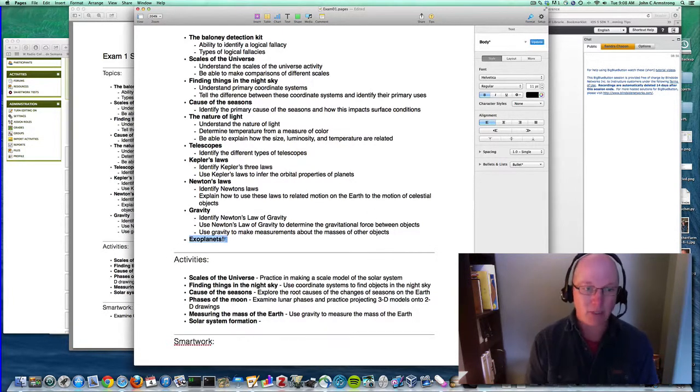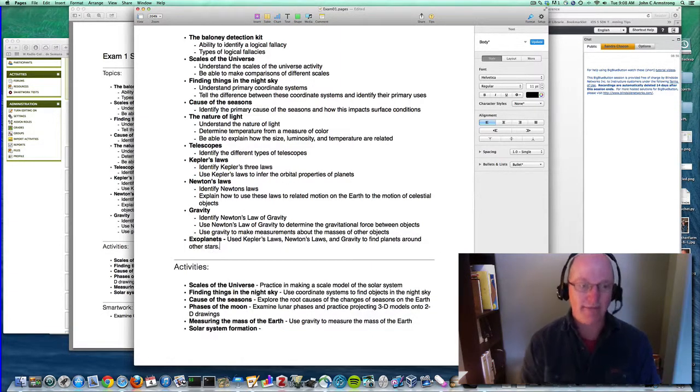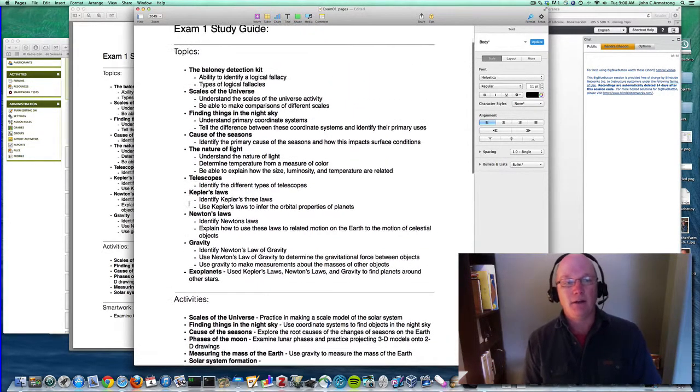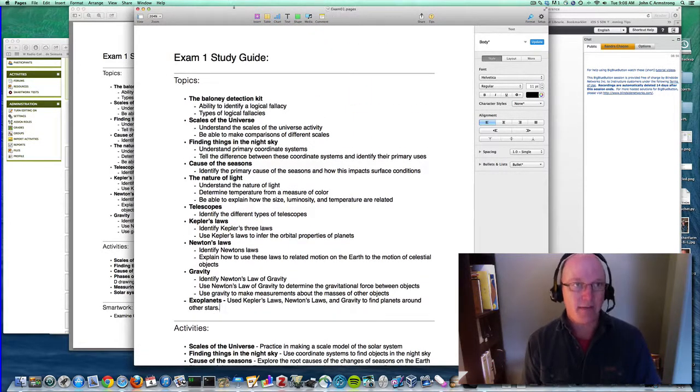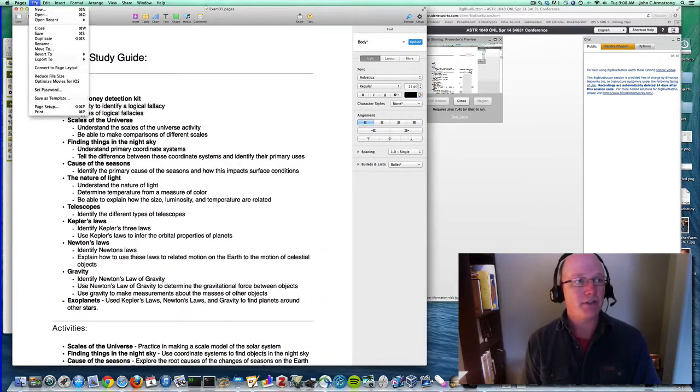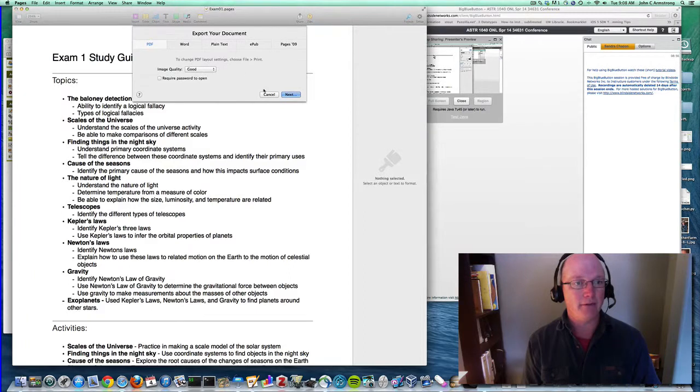So the fun thing about exoplanets is that we used all of this stuff that we had just learned. We used Kepler's laws, Newton's laws, and gravity to find planets around other stars. So I'll add that to our activity list here. Okay, so that's it. That's what we've got for the exam this time around. And I'll post this new study guide for everyone so they have all of this.